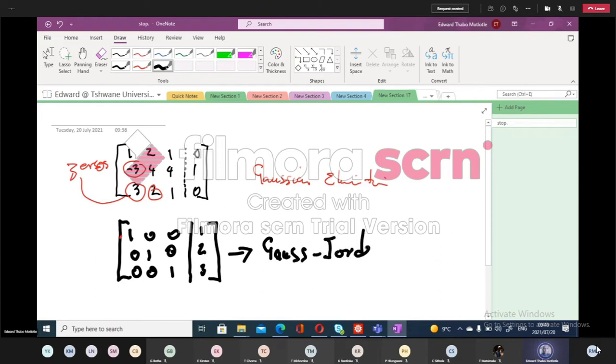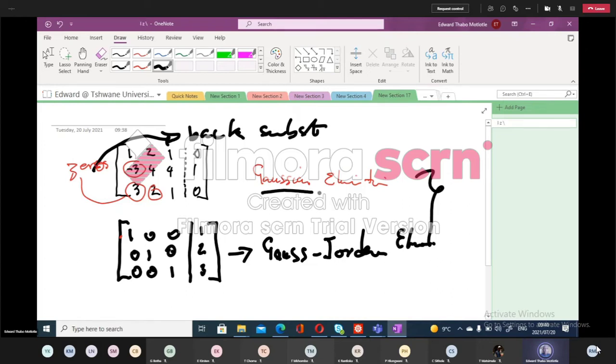Gauss-Jordan elimination. So basically this is the difference between these two. They are related. So the system, you can solve it until you have dealt with these zeros and 1, 2, 3. Immediately after that, you do what we call back substitution. So this is Gaussian elimination, this is Gauss-Jordan elimination. Okay.